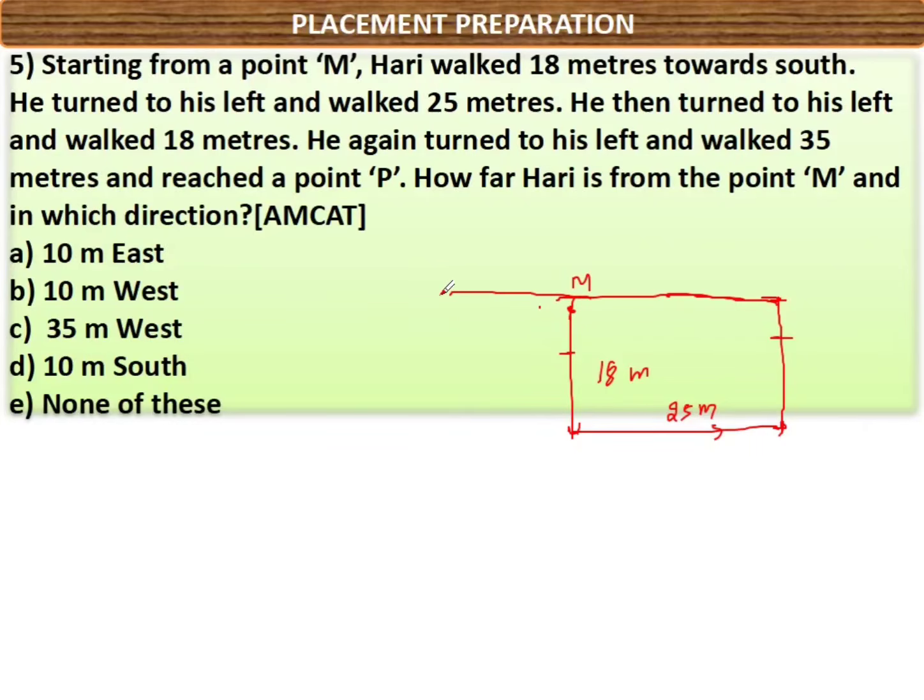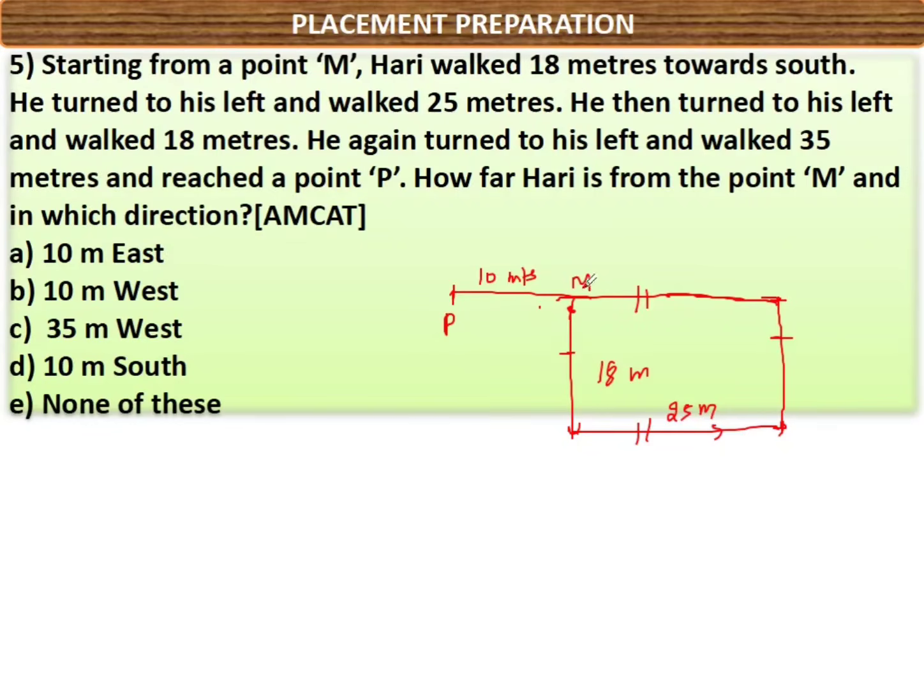How much? 35 meters. So from here to here 25, from here to here 25, 35 meters means 10 meters extra. Are you getting? M is the starting point. He walked 35 meters and reached the point P. So this is P. P is his current position.